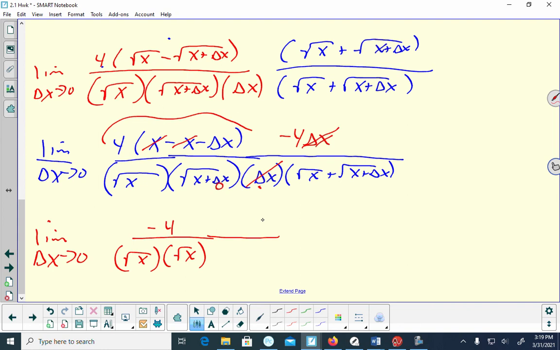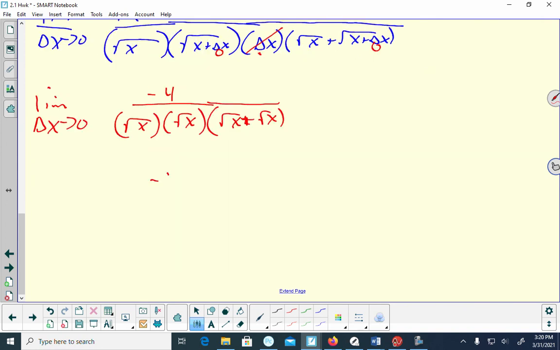That's gone, and then I'm going to have times the square root of x plus, and then this is 0, so this is the square root of x plus the square root of x. So I have this negative 4. The square root of x times the square root of x is just x. And then I have 1 plus 1, so this is times 2 times the square root of x. And I'm done taking the limit, so I don't need to write that down anymore.